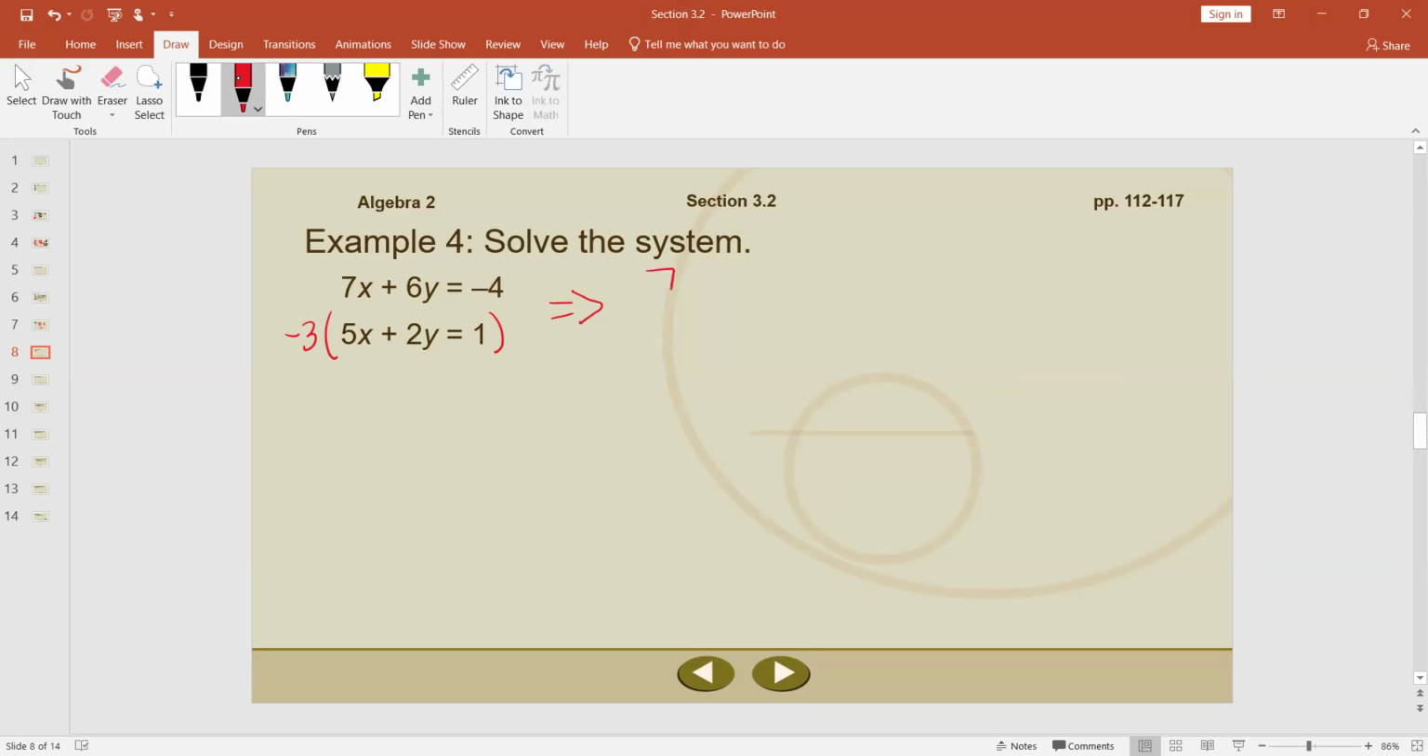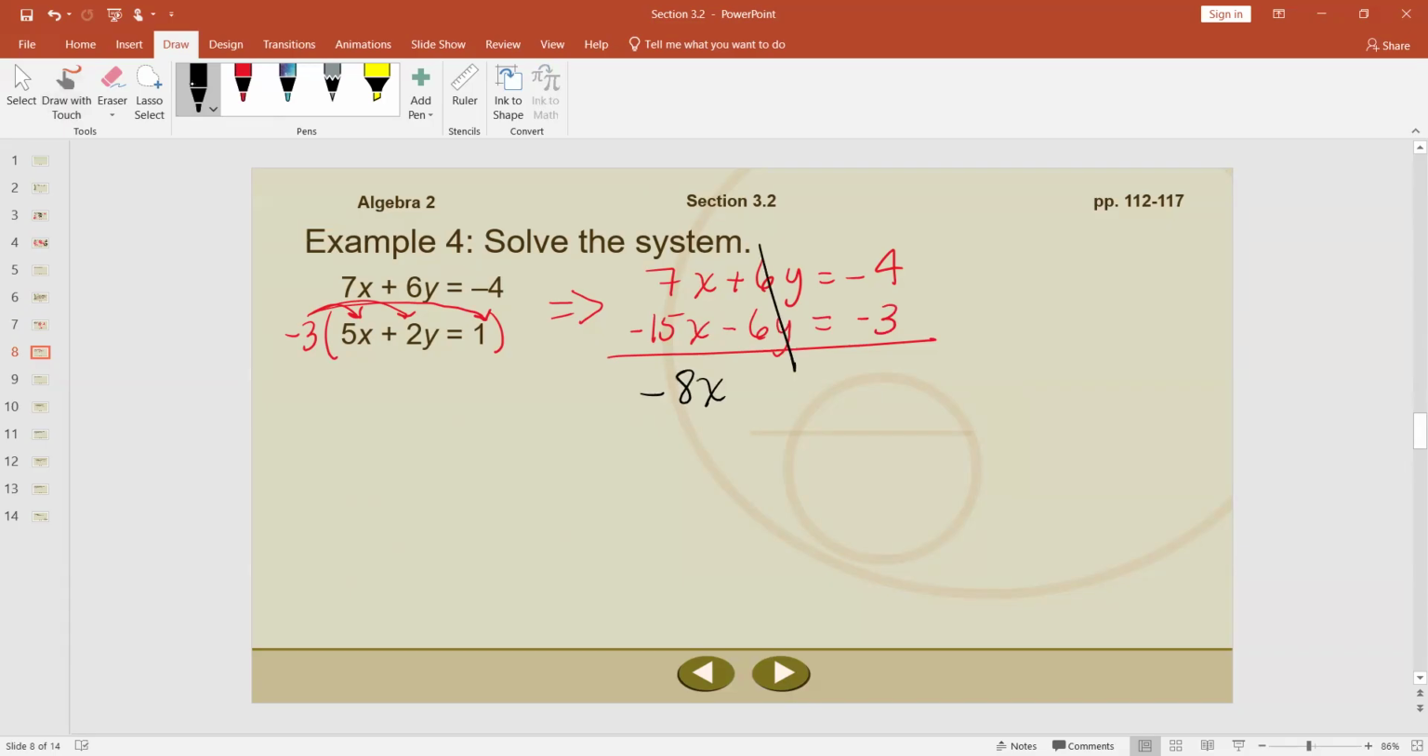So my first one doesn't change. I have 7x plus 6y equals -4. And then the 3, remember you distribute it to every single term inside the equation. So -3 times 5 gives me -15x, 6y, which is what I wanted, and -3 as my constant. So now my y variables are going to cancel. 7 minus 15 gives me -8x, and -4 plus -3 is -7. And I divide both sides by -8, and I get 7/8.